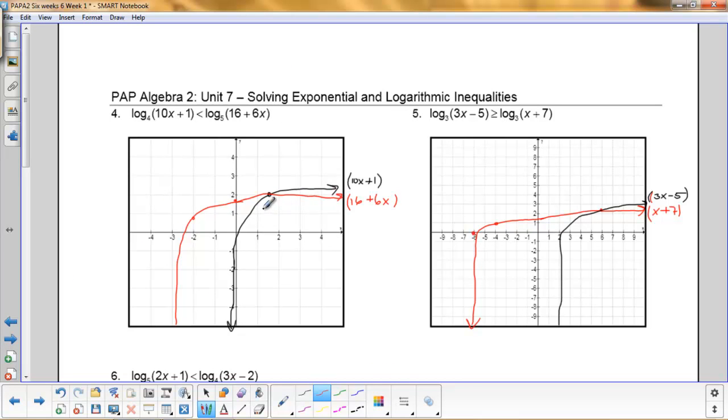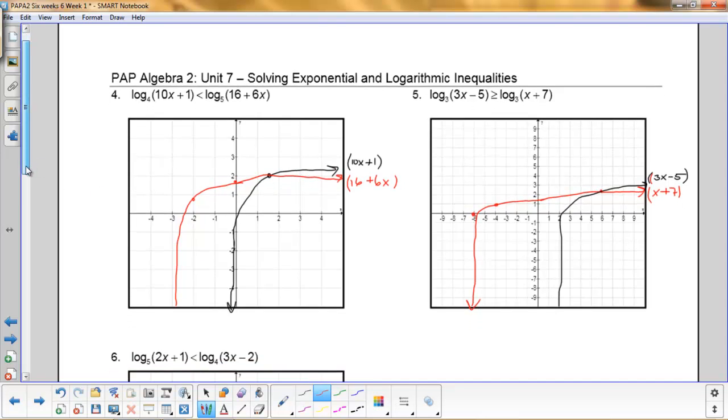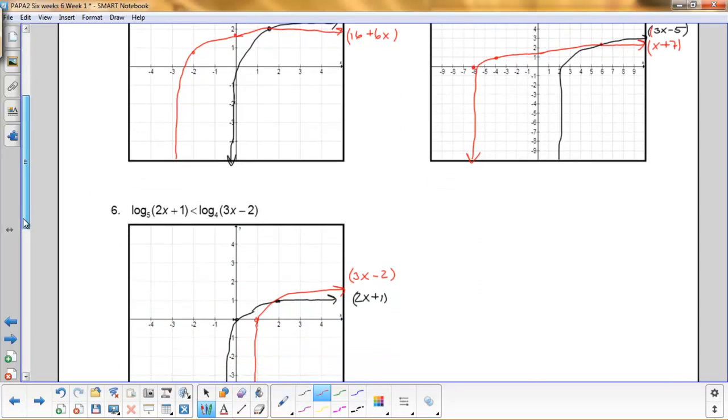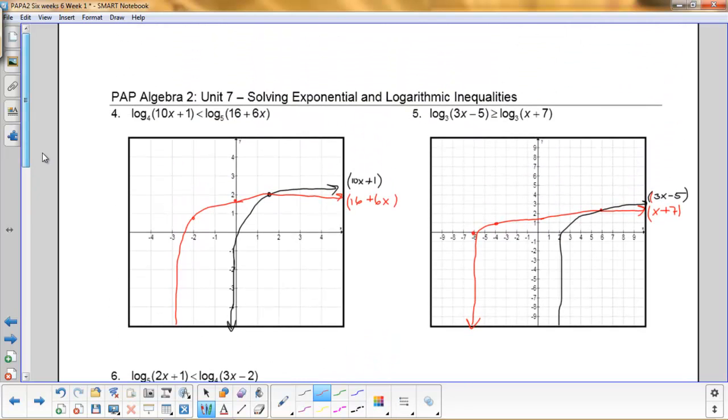Number 4, 5, and 6 deal with logarithms. You'll notice I've already preloaded the graphs and made them separate colors and labeled each one, because it's going to be very important that you're clear in your mind which one is which when you're actually solving these problems.